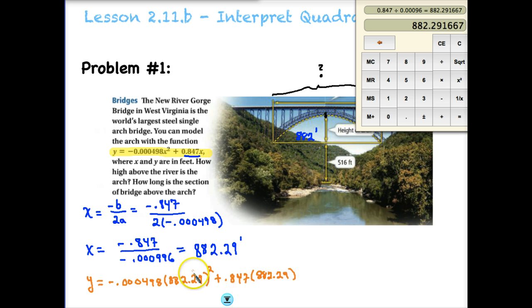All right, so we're going to do this in our calculator first, or the whole time actually. So let's do our exponents. We have 882.29 and we're going to raise it to the second power. So we get that. Now what I'm going to do is go ahead and write this in here. It's a very big number.